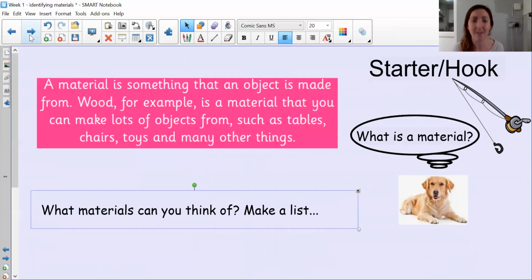Okay, so a material is something that an object is made from. So wood, for example, is a material that you can make lots of objects from, like tables, chairs, toys, and lots of other things. So I want you now to pause again with your grown-up to see what materials you can think of. Make a list of any materials that you can think of. Pause here.